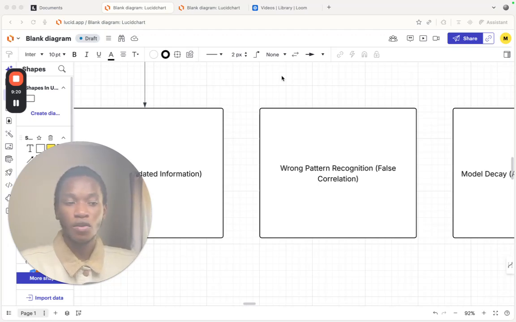For example, your e-commerce AI learns that red shirt color correlates with higher sales, recommends all red, but actually red shirts were in fashion that season. This season, blue is fashionable. AI still recommends red, and sales drop. And so the real impact of all this is 10 to 25% of accuracy loss.